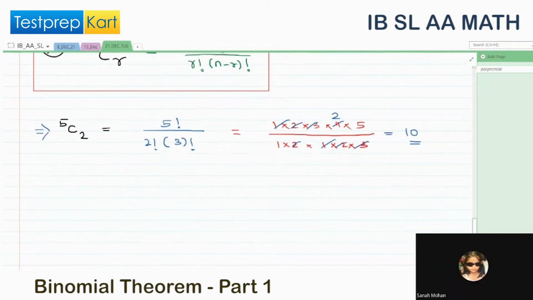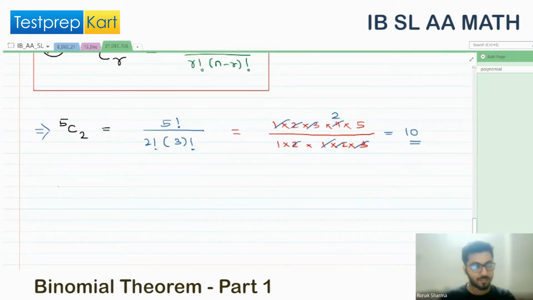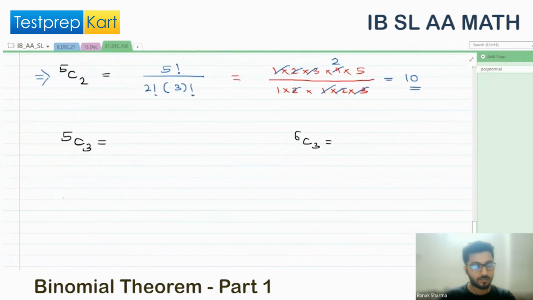Got it? Okay. Now I'm asking you a few basic questions. 5C3, then 6C3, then 7C5, then 5C0. Give me values for all four. Calculate all four together and then give me the answer. Not one by one. And if you have any doubt, you can ask me.